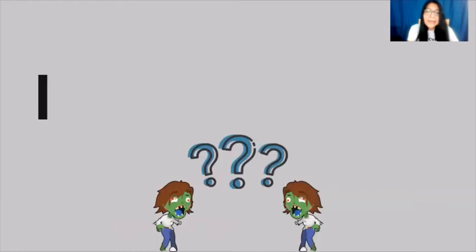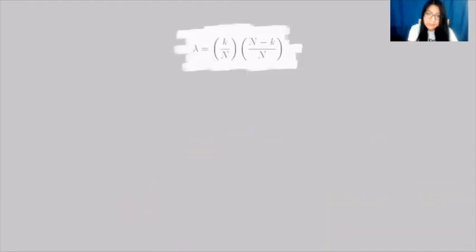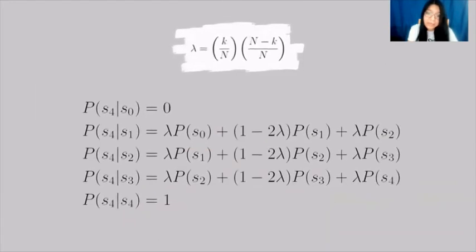So, being in any state, what is the probability of reaching fixation? The procedure is the same, but considering that now we want to get to fixation. These equations represent the probability of reaching state 4. Here we have the probability of reaching fixation of the mutation given that all are residents. It's 0 because there is no mutation. And the probability of reaching fixation if all are mutants is 1.